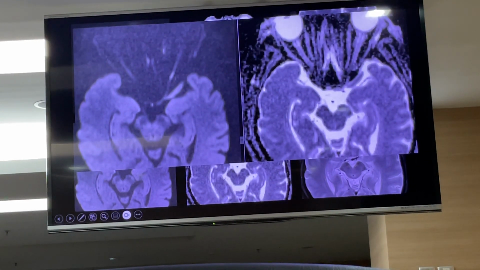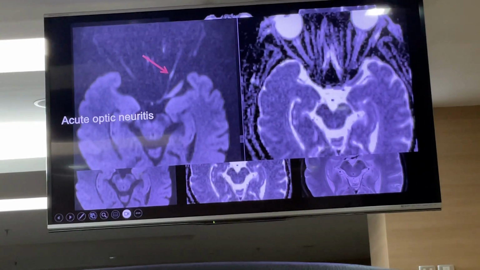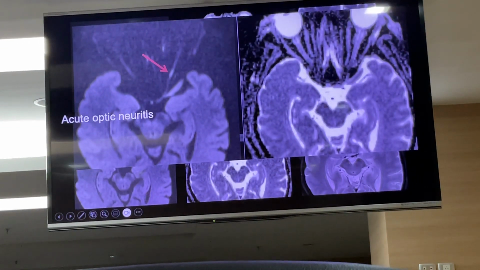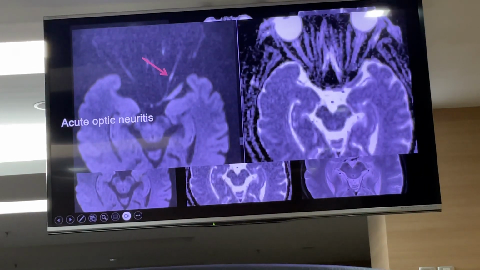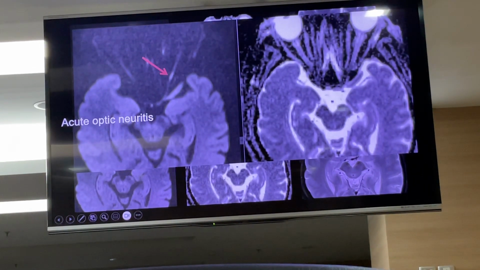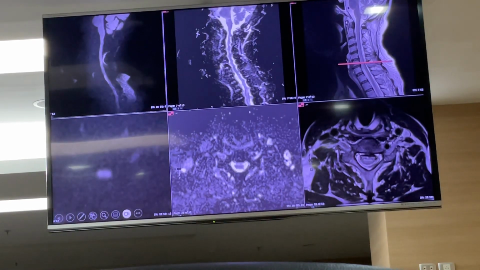So we can characterize the phase of the visual loss, right? This is an active lesion of acute optic neuritis. I will try to characterize the optic nerve maybe several years later with other diffusion metrics, but it's still hard, because there are a lot of artifacts over the orbit. But hopefully we can use other MR metrics.